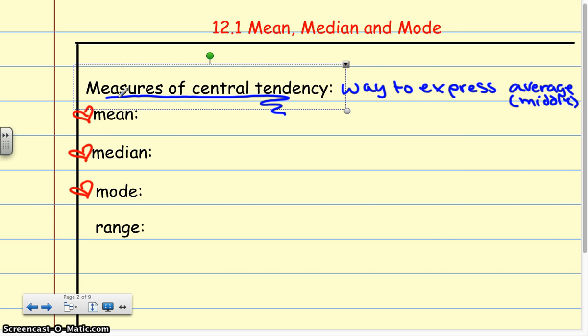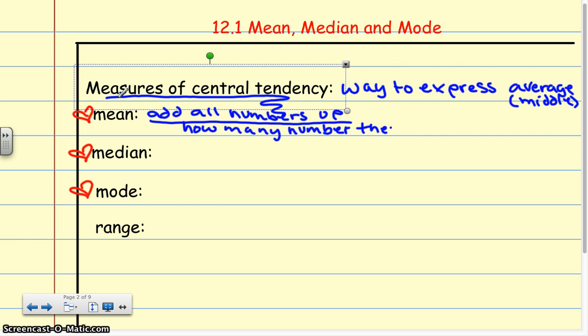The way we do mean, and we've done this before, we just add all the numbers up and then you divide by how many numbers there are. A median is a middle number. What we need to do with median is list the data in order, so it's the middle number of ordered data.